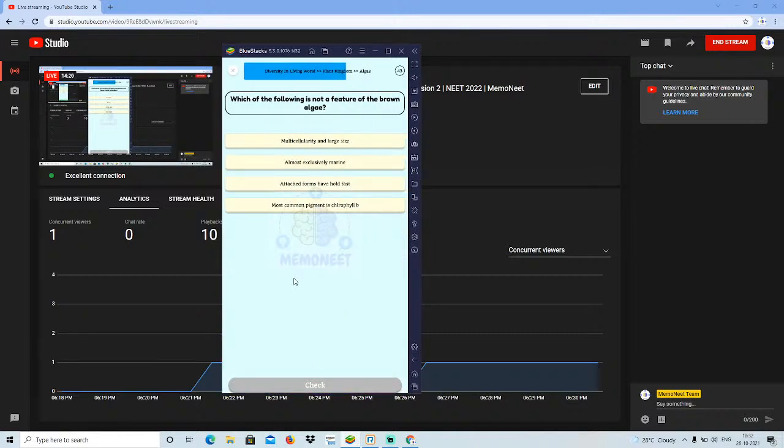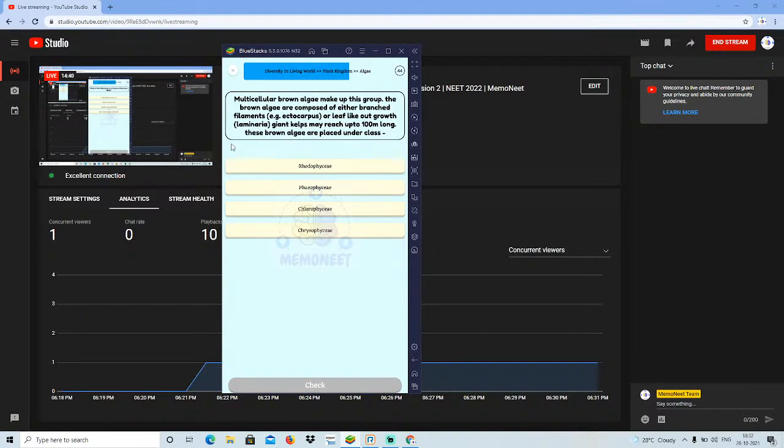Which of the following is not a feature of brown algae? Multicellularity and large size, exclusively marine attached forms, these hold true. The most common pigment is... so this is not true about brown algae, because the most common pigments are chlorophyll a and chlorophyll c.